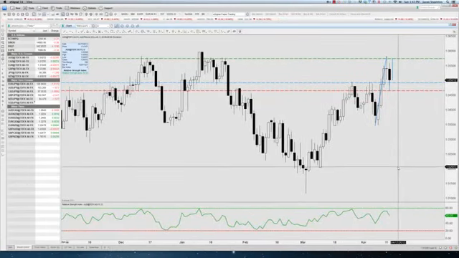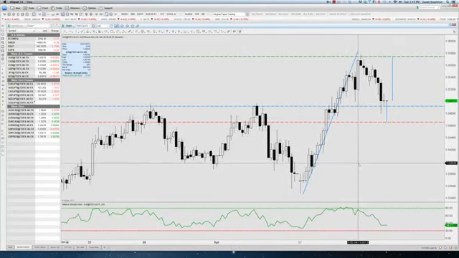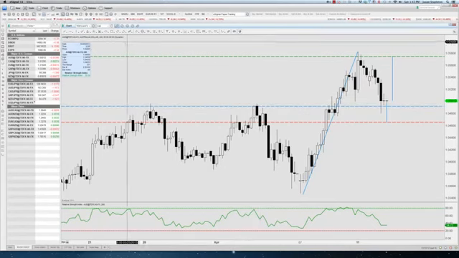But again, use your own judgment on this. This is just an idea. This is what I consider to be a trend continuation trade. We're playing off of the move. The market has broken structure. We have violated these highs right here.